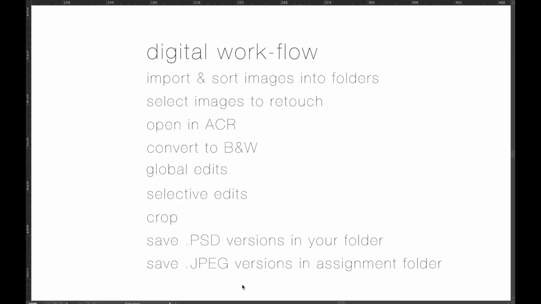First of all, import and sort images. This is what we did at the beginning of this tutorial session. Select the images to retouch. You may even want to separate those out into a different folder. Open in Adobe Camera Raw. Convert those images to black and white. We're going to do global edits first. Those are edits that affect everything on the whole image. Eventually, we'll talk a little bit about selective edits. We're going to crop at the very end, we don't crop early. Save out a PSD working copy. PSDs are Photoshop documents and they're lossless files. And then finally, when it comes time to turning your assignments in, we'll save JPEG versions.